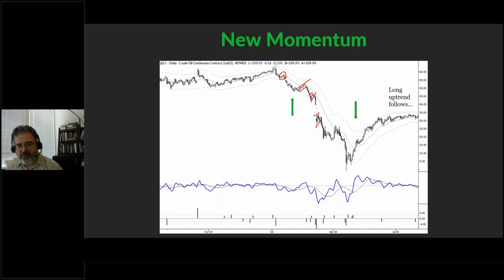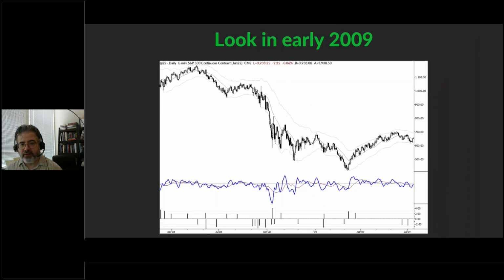And then look what happens here. New highs on the MACD here. And eventually we get up to the upper Keltner channels, and this is crude oil. Now this is back adjusted, but we're well above $100 today. So this is crude oil in the middle of 2020, and pretty much the outcome after that looked something like that. So new momentum is a sign of a new trend.